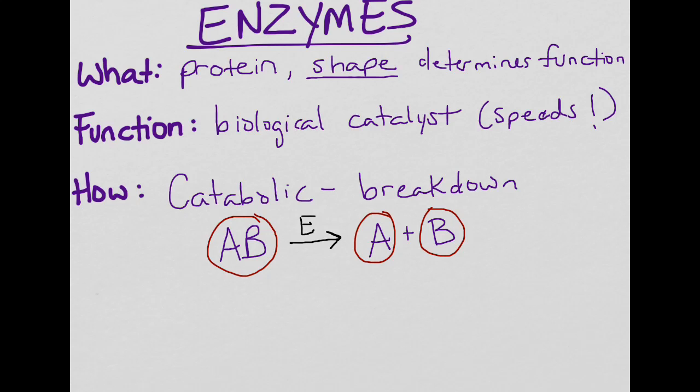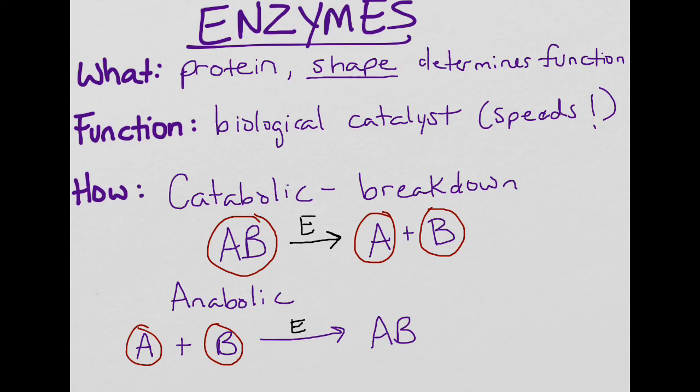Or you can have an anabolic reaction, or an anabolic enzyme. Okay. And with an anabolic enzyme, you're building something. So you would have A plus B is going to yield AB. Put our enzyme over the arrow. Do our circles around these so you can see them separately. So we built AB.